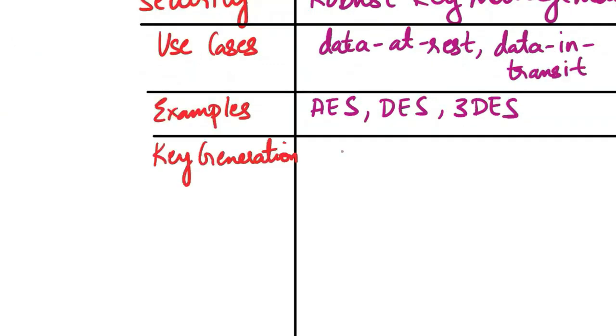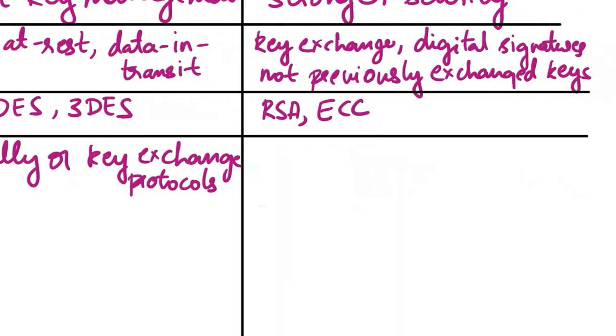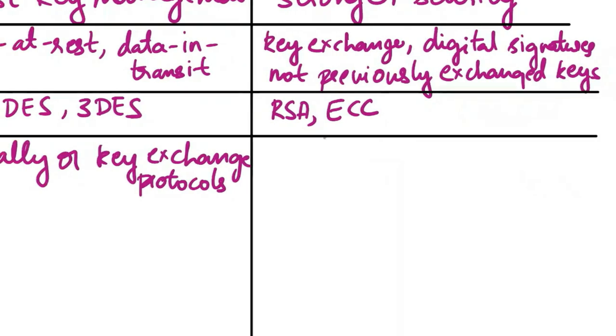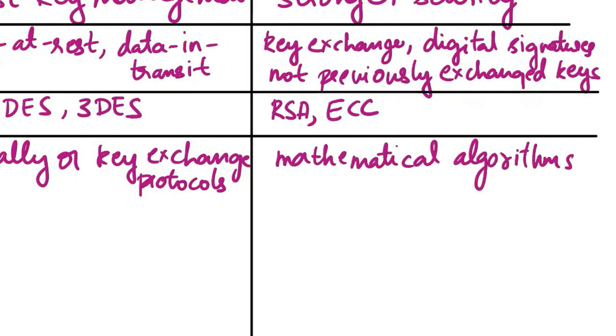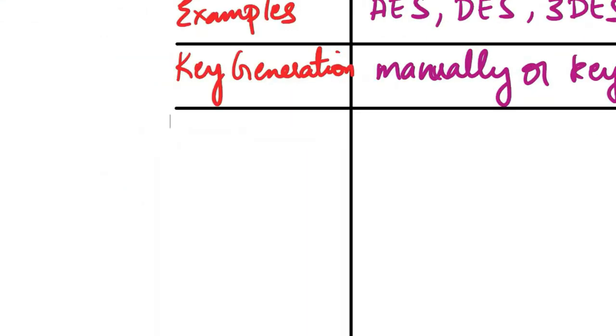In symmetric, keys are generated and distributed manually or using key exchange protocols. In asymmetric cryptography, keys are generated using mathematical algorithms, often with user-specific public keys. Next aspect of comparison is speed of encryption or decryption.